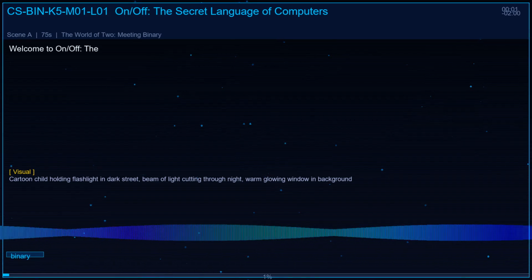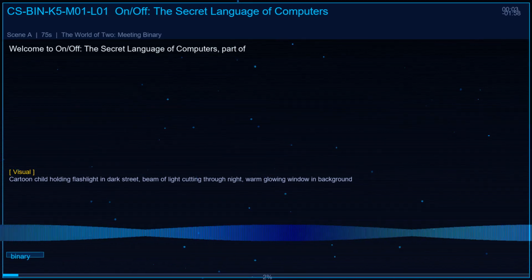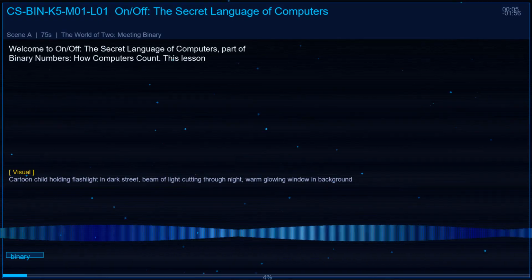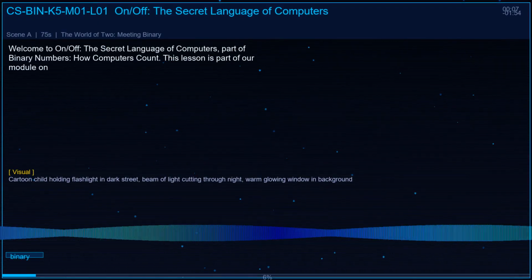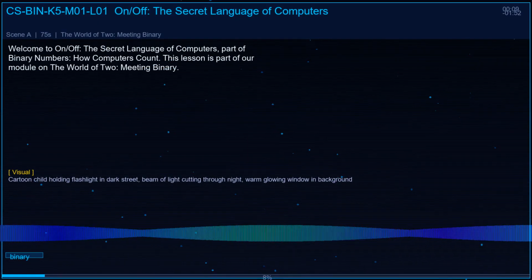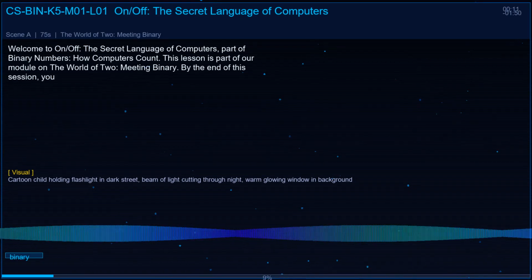Welcome to On/Off, the secret language of computers, part of binary numbers, how computers count. This lesson is part of our module on the world of 2, meeting binary.